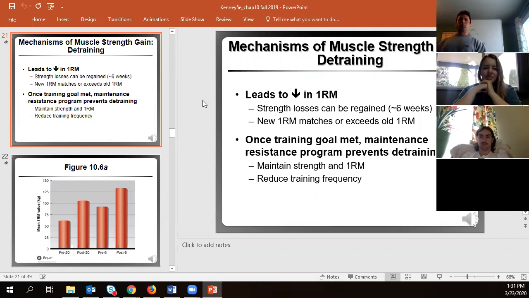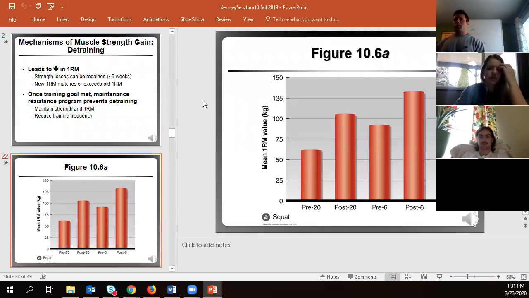But like anything else, we don't have to train as frequently. You don't have to train 4, 5, 6 days a week in order to maintain your strength, but you typically need to have at least 1 to 2 hard sessions in order to maintain where you're at.